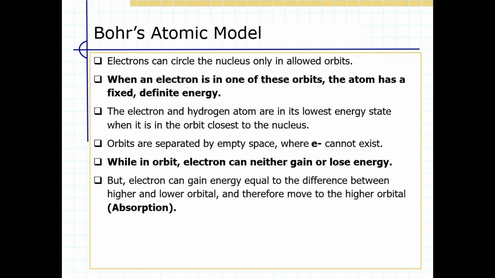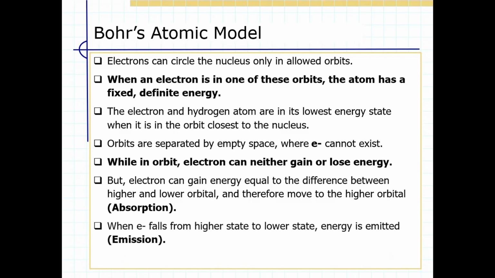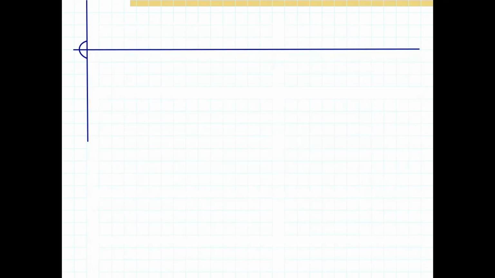So this was the stability. But the electron can gain energy equal to the difference between the higher and the lower orbits, and therefore it can move to the higher orbit. This was termed absorption. Similarly, when an electron falls from the high state to the low state, the energy is emitted, and this was termed emission.